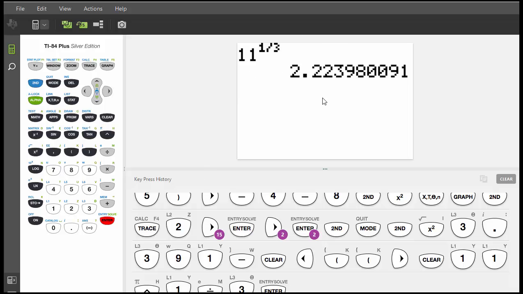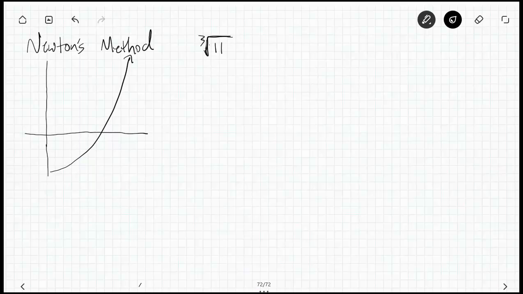But having our calculator do that is amazing if you really think about it, because back in the day, they had to do this by hand. It was awful before Newton's method. There were other methods that they used, but it was awful, all right? So I'm going to show you the thinking behind Newton's method.